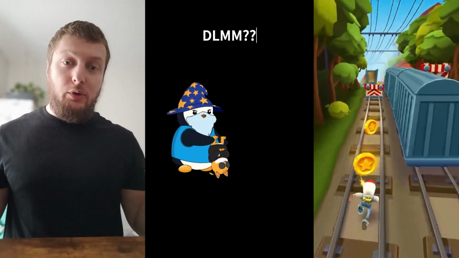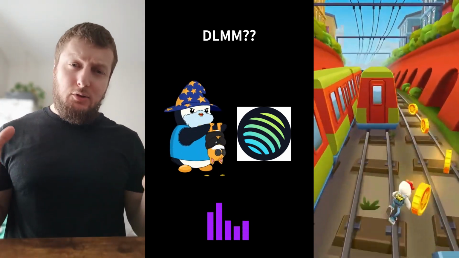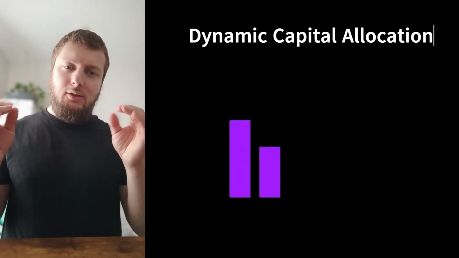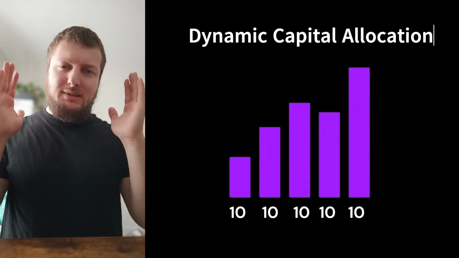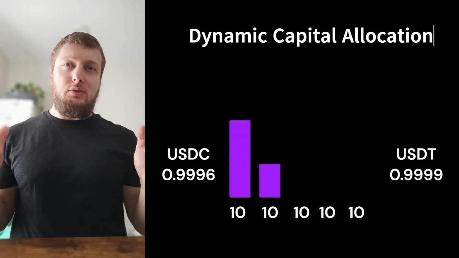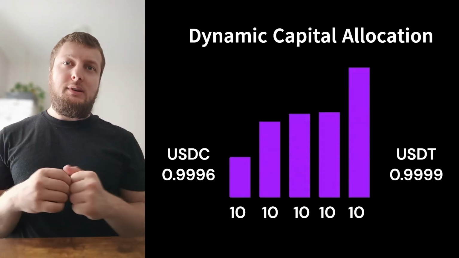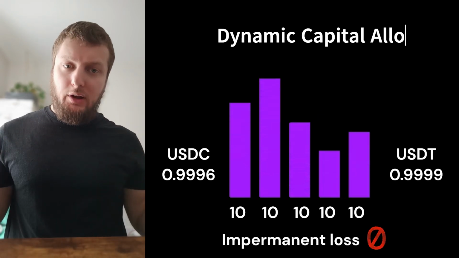DLMMs let you provide liquidity for a DEX, and they let you do this in a dynamic way. The dynamic aspect to the DLMMs is the fact that you can break down your capital into smaller bins, and you can concentrate your liquidity in a specific price range. Stable pairs like USDC, USDT are pairs where both tokens have almost the same value, which means there's minimal risk of impermanent loss, making it a safer option for liquidity provision.